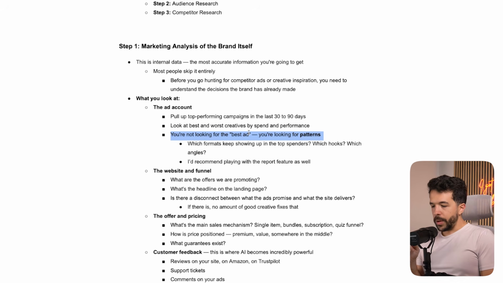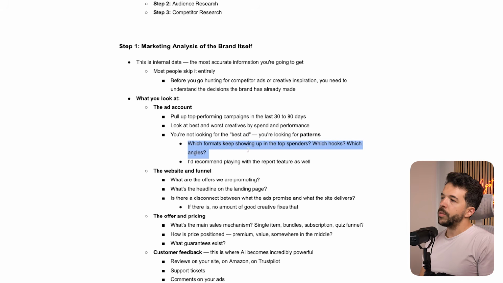And what I want you to understand here is that in this entire system, we never look for the good ad. We never look for the bad ad, but we look for patterns. And most of the time, you'll find that you are not finding a great winning ad, but you're finding a bunch of great winning elements. And this is how I would like you to start approaching ads and creative strategy in a way that's modular, in a way that you can keep on building and keep on learning from. So you want to ask yourself, what are the formats that keep showing up in the top spenders? What are the hooks? What are the angles?